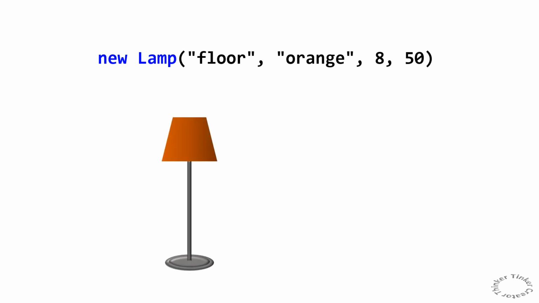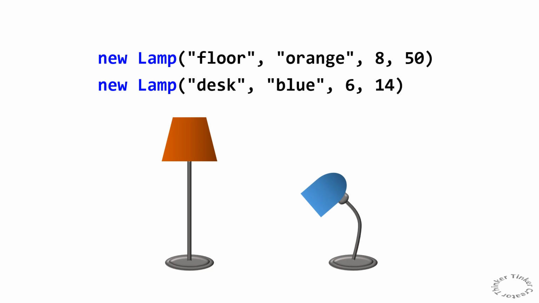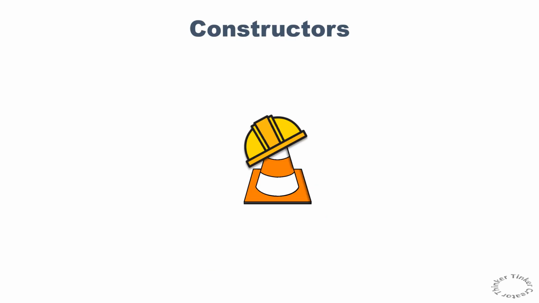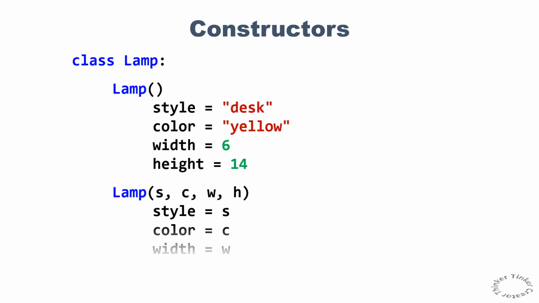We can customize the attributes of the lamp by calling new lamp with parameters. This is like telling a manufacturer, "Hey, build me a lamp with the following specifications." The so-called manufacturer has a special name in the class. They're called constructors. The constructors are special methods defined in the class along with attributes and other methods.